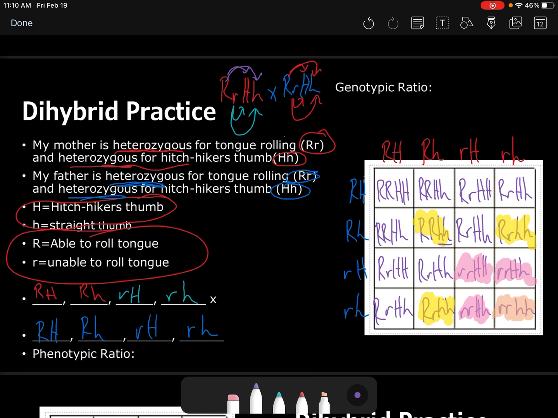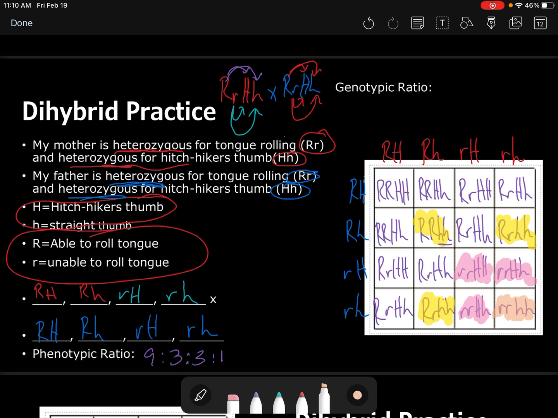So remember when I said we have two parents that are both heterozygous? What are we going to get for the phenotypic ratio every single time? Go ahead and pause and think to yourself for a second. All right, hopefully you guys were able to come to the conclusion that it's a 9 to 3 to 3 to 1 ratio for the phenotypic ratio every time we have two heterozygotes.